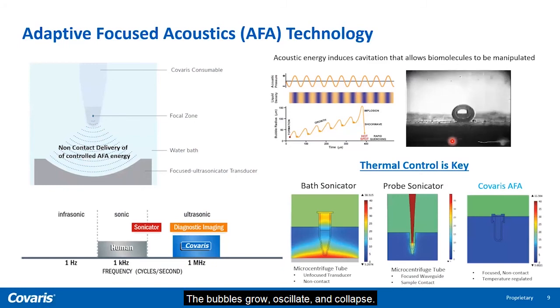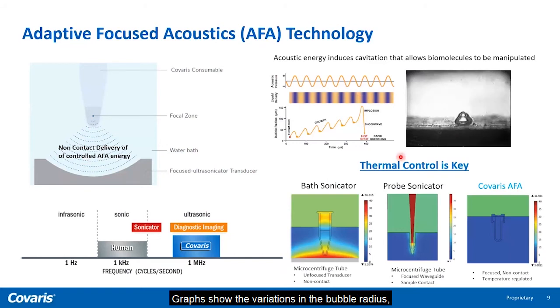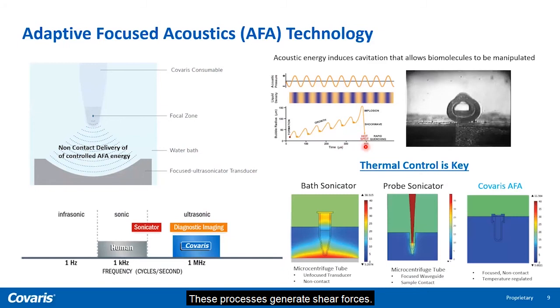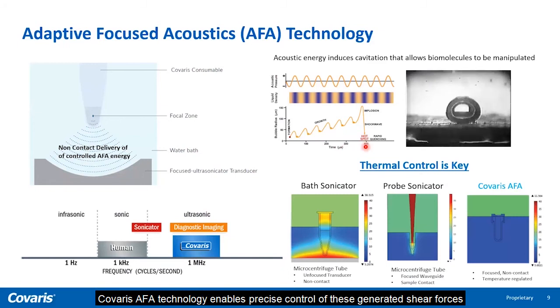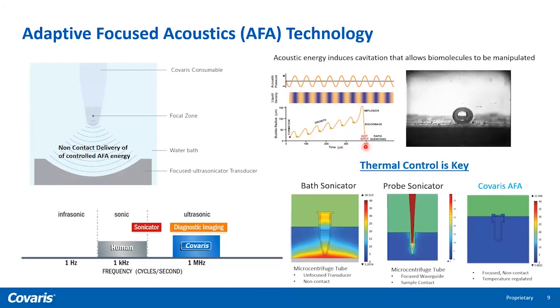The bubbles grow, oscillate, and collapse. Graphs show the variations in the bubble radius. The bubble grows, and when it gets bigger, at a certain point, it collapses. These processes generate shear forces. Covaris AFA technology enables precise control of these generated shear forces, and what you are looking at is the cumulative effect of hundreds of thousands of cavitation bubbles.